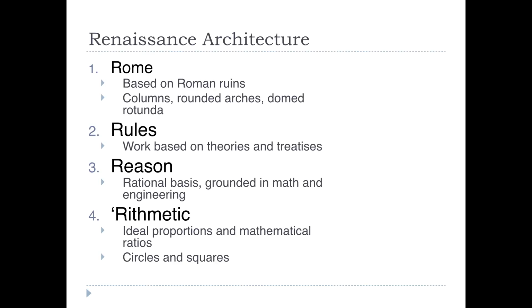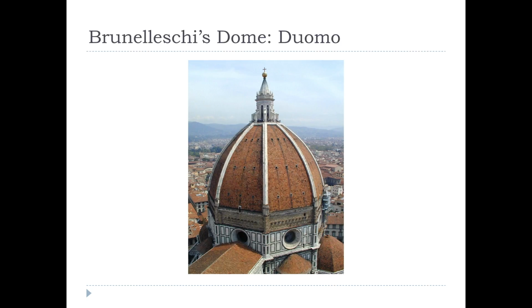And then arithmetic, which gives us the ideal proportions and mathematical ratios, and that's why you see lots of uses of circles and squares in the architecture of the Renaissance. And there's Brunelleschi's dome called the Duomo, and I think this is in Florence, I believe. One of probably the Medici family commissioned this, I think, because this was the dome of one of the wool, not a factory, but where the workers gathered.